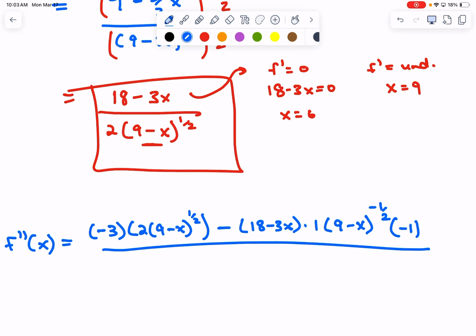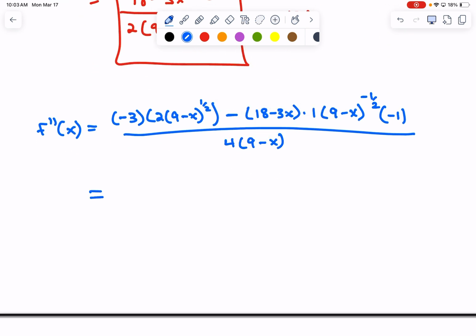Oh, I see it. 4 times 9 minus x. Square the 2, square the 9 minus x to the 1/2. When you square the 9 minus x to the 1/2, you square the 1/2 power. It gets rid of it, doesn't it? Mm-hmm. All right. So that's going to give me, let's see, let's clean this up a little bit.